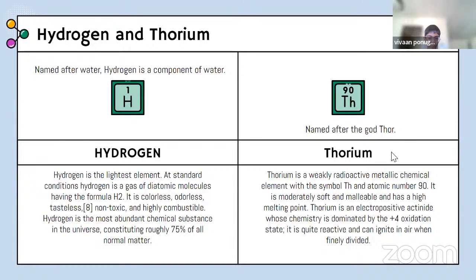Thorium, named after the god Thor. So thorium is a weakly radioactive metallic chemical element with the symbol Th and atomic number 90. It is moderately soft, malleable, and has a high melting point, meaning it's not that easy to melt. It is an electropositive actinide. Actinide is a group of elements inside the periodic table. They're at the bottom, the second bottom row, and then after that are the lanthanides.